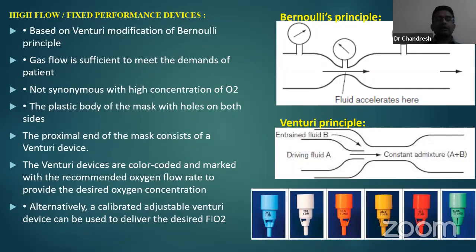And there is one separate device which we call the calibrated adjustable Venturi device, which we can directly connect to the flow meter. There, by setting the changes, we can deliver the desired FiO2.